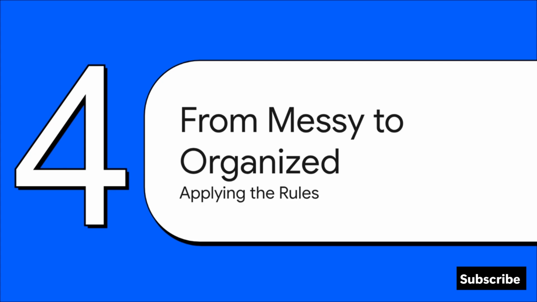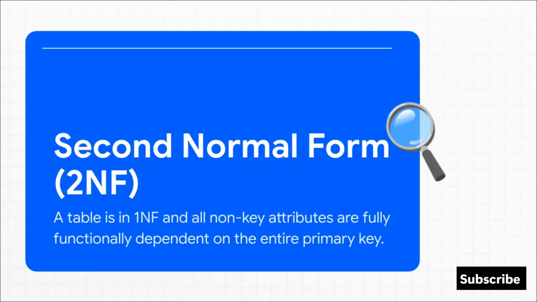So our first real job is to get this thing into second normal form. So what the heck is second normal form, or 2NF? The rule is actually pretty simple. Every column that isn't part of the main identifier, the primary key, has to depend on the whole key, not just a little piece of it.